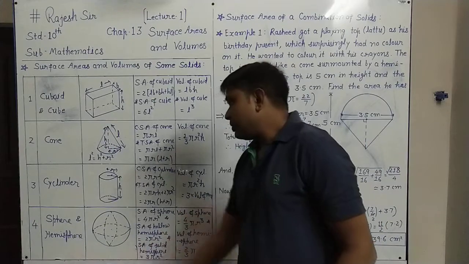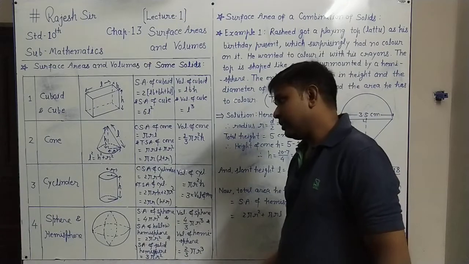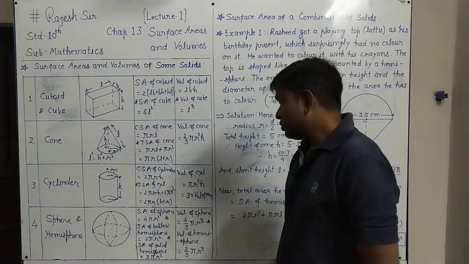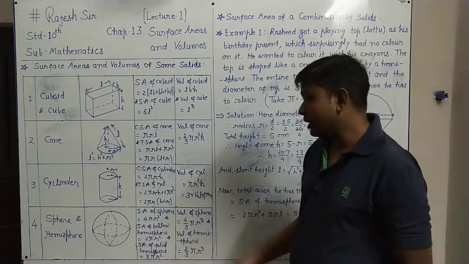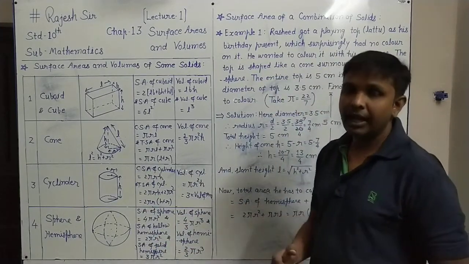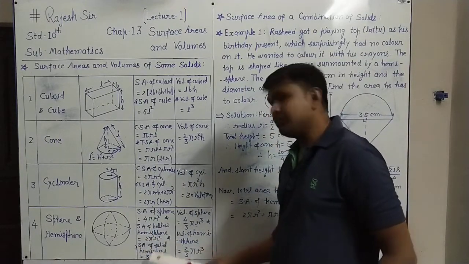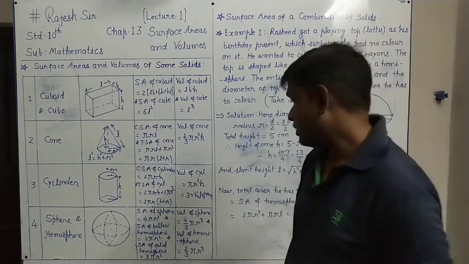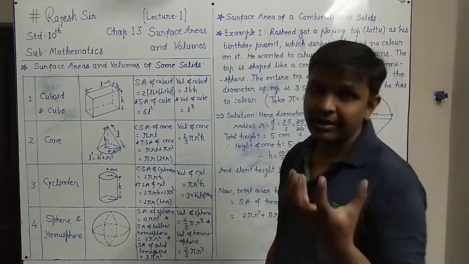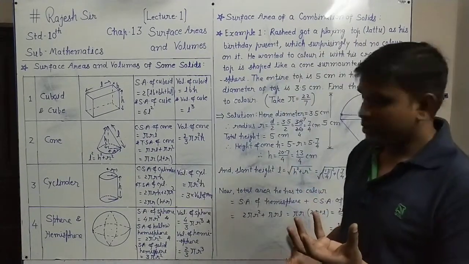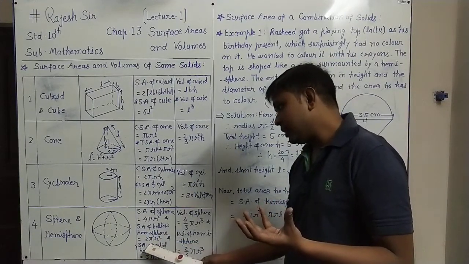Next is the sphere and the hemisphere. A sphere is like a football, and half of the sphere is called a hemisphere. The total surface area of a sphere is 4 pi r square. The surface area of a hollow hemisphere, if it has nothing inside it, is half of 4 pi r square, which is 2 pi r square, because a hemisphere means half of the sphere. If we have a hemispherical bowl, it is hollow, so its surface area is 2 pi r square.